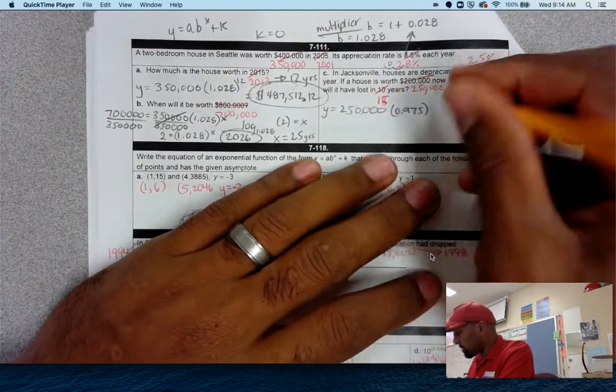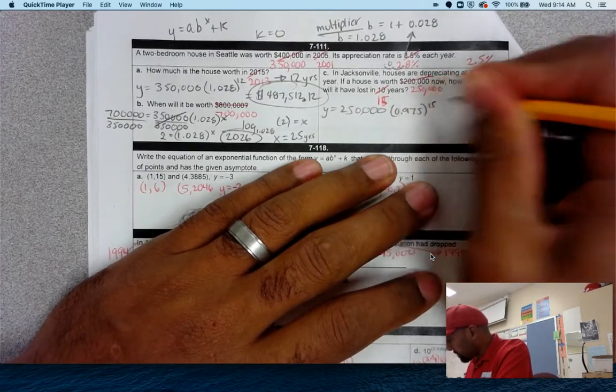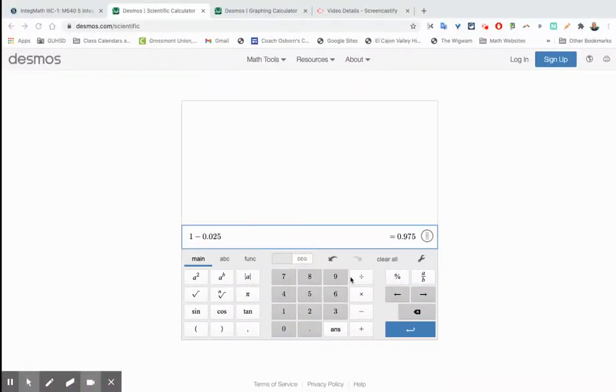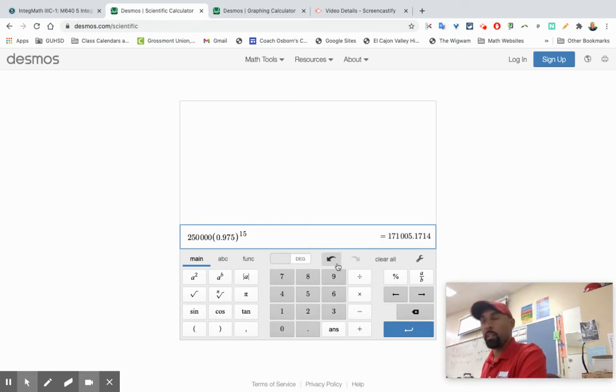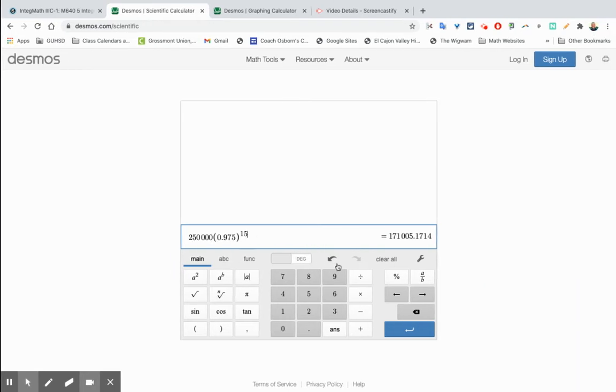All right, so now we have to raise it to our x value, which is, in this case, 15. So let's go ahead and plug that in. 250,000 times 0.975, and then we're going to raise that to 15, and we get our new value, $171,005.17.